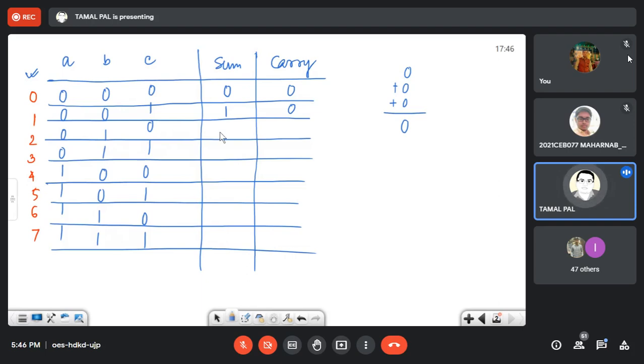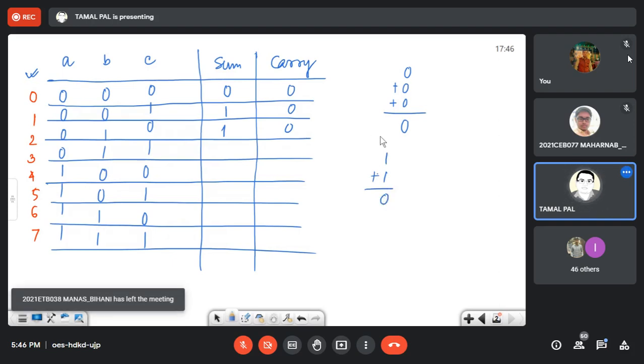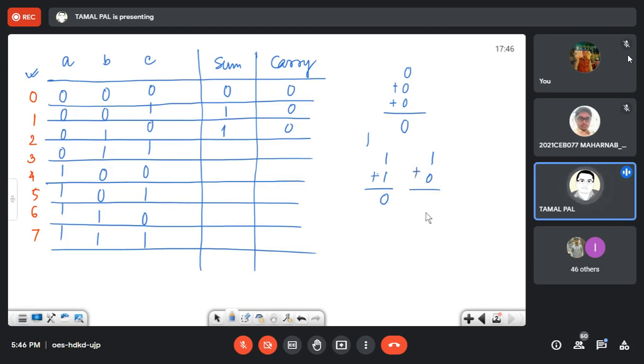Now 0 1 0, this is also 1, this is 0. You can do it by yourself. Now 0 1 1, actually it is nothing but 1 plus 1. So if it is 1 plus 1, then sum is 0, carry is 1, and in the next step also we do 1 plus 0 because it is carry. So actually sum is 0 and carry is 1.